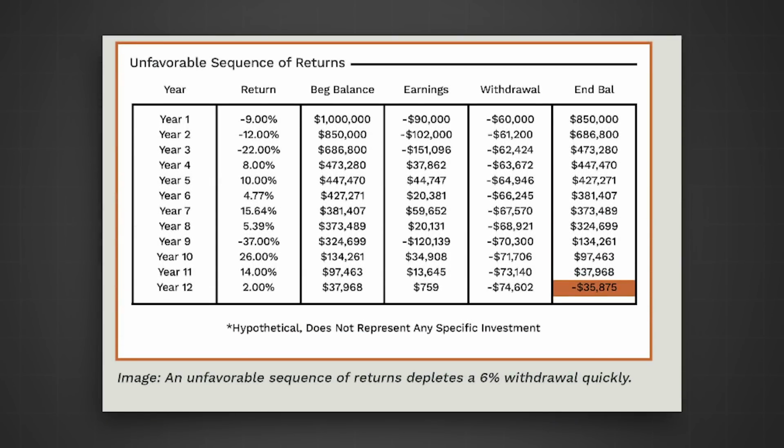You see, these numbers are hypothetical. They don't represent any specific investment or strategy. But here we have a 6% withdrawal represented by a $60,000 withdrawal, and the first 3 years are negative 9, negative 12, and negative 22. Just 12 years later, $1 million is almost completely eliminated.